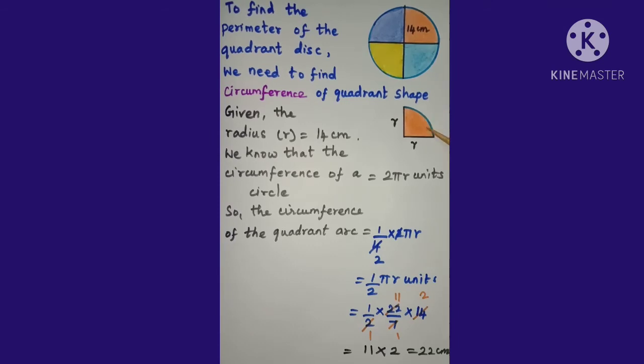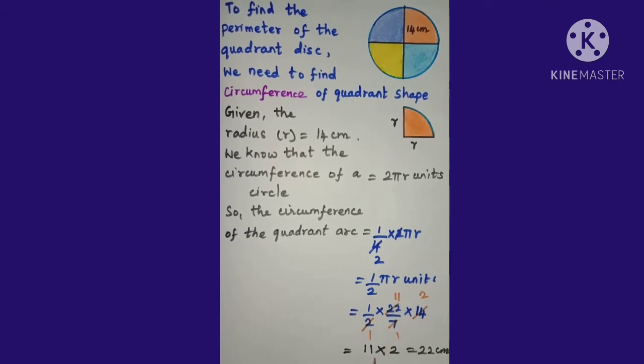So here how will we find the circumference of the quadrant? We know that the circumference of the circle is 2 pi r. So what does quadrant mean? The 1 by 4th part of the circumference of the circle, which is nothing but 2 pi r. Now cancelling 4 and 2, we get 1 by 2 pi r units. And we know that pi is 22 by 7. And what is the value of r? That is 14.